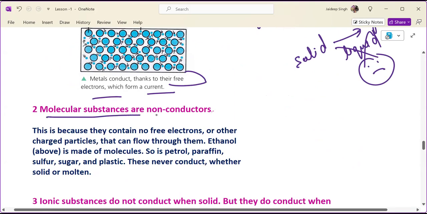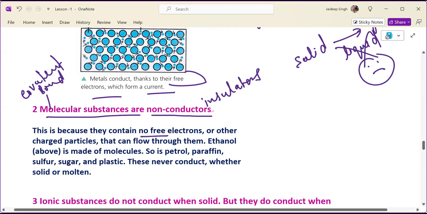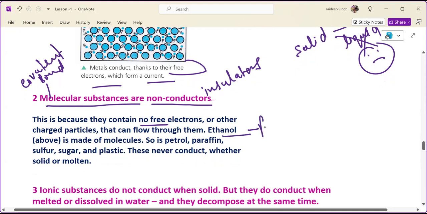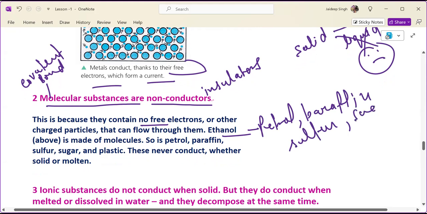Always remember, molecular substances are non-conductors because molecular substances have covalent bonds. So they do not conduct; they are insulators, right? This is because they contain no free electrons or other charged particles that can flow through them. Ethanol is made of molecules. Similarly petrol, paraffin, sulfur, sugar, and plastic. These never conduct, whether solid or molten.